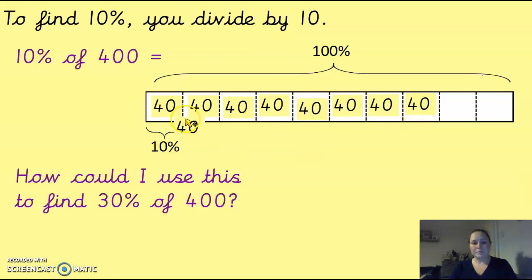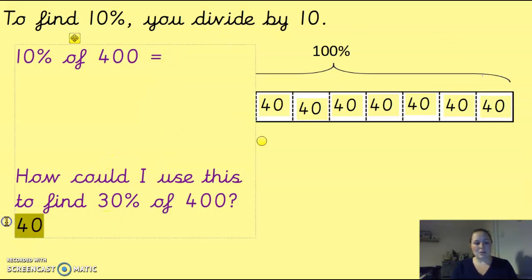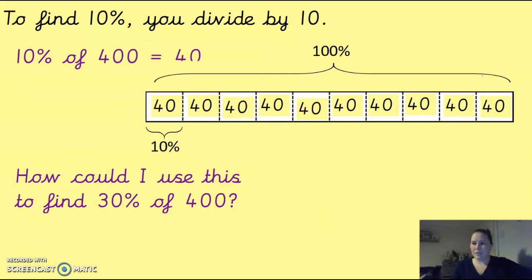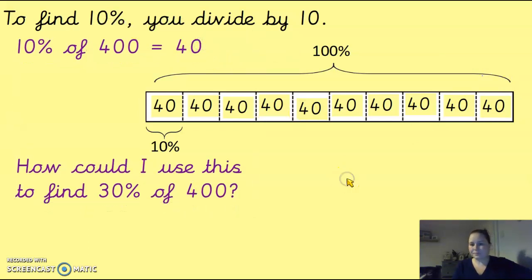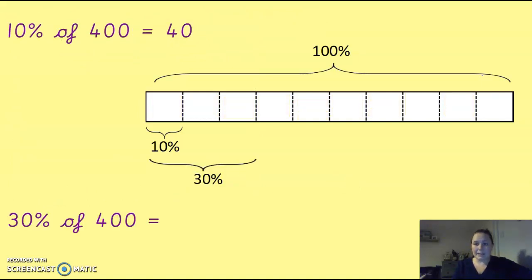Okay, so how then could I use this information that 10% equals 40 and the bar model? How can I use that to work out 30%? Pause the video and decide what you think 30% would be and why. Okay, so hopefully you've realised, I need to put my 40s back in, sorry. Hopefully you've realised that you can just times by 3.